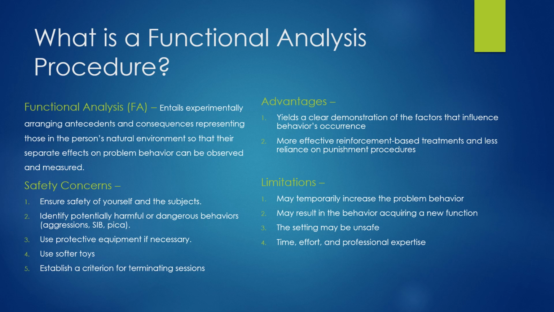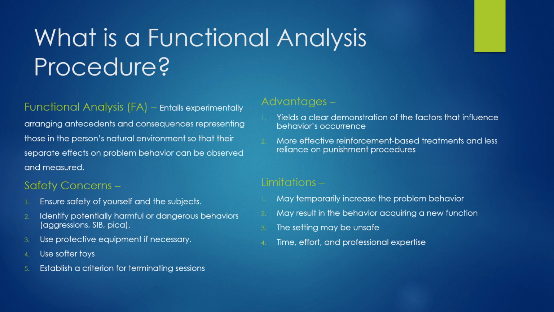It entails experimentally arranging antecedents and consequences representing those in the person's natural environment so that their separate effects on the problem behavior can be observed and measured. In short, it uses tested and controlled conditions to demonstrate the relationship between the behavior and the environment. There are a few different variations of FAs that can be conducted.